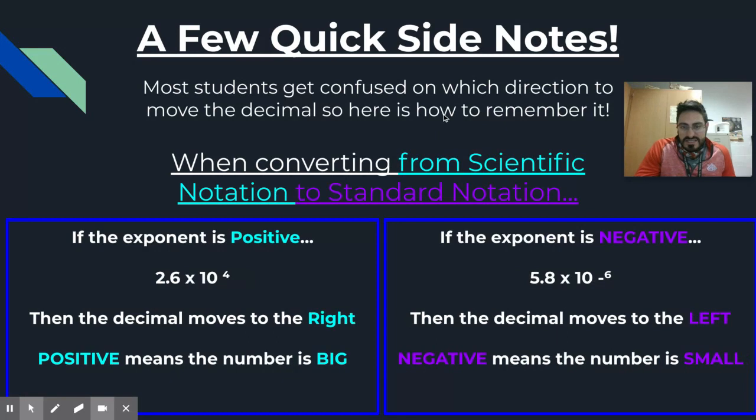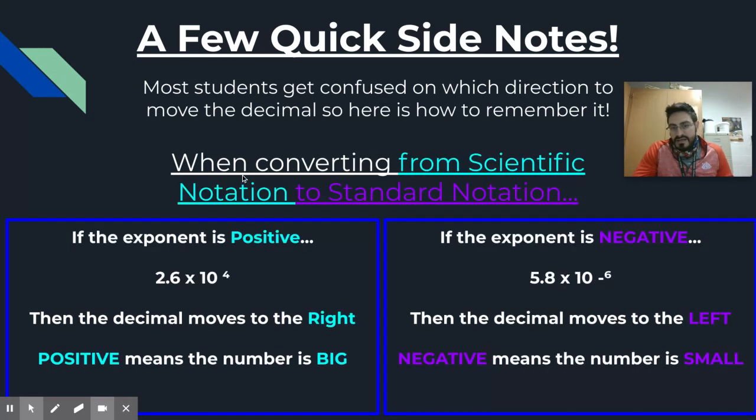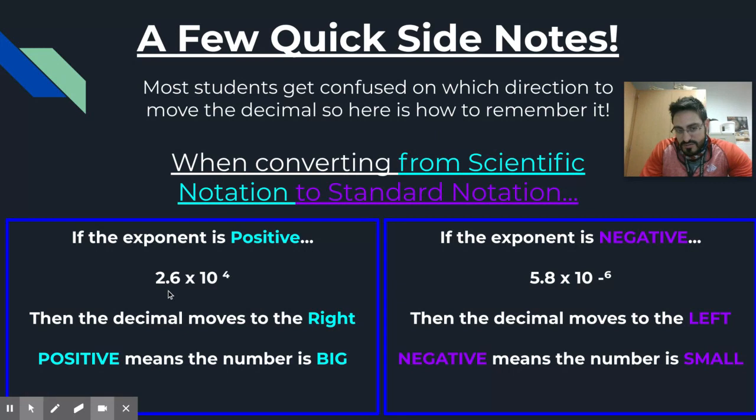Now, take all that you just learned there, flip it around if you're moving it the other way. This is from scientific notation to standard notation. The previous slide said from standard notation to scientific. If you're moving it the other way, from scientific to standard, the opposite is true. If the exponent is a positive number, that means it's a bigger number than 1. Therefore, the decimal moves to the right because you'd have to move it to the right to make it a bigger number. So this is going to be 26000. I wouldn't recommend doing it in your head. I've just done it a lot, so I can do that for smaller problems.